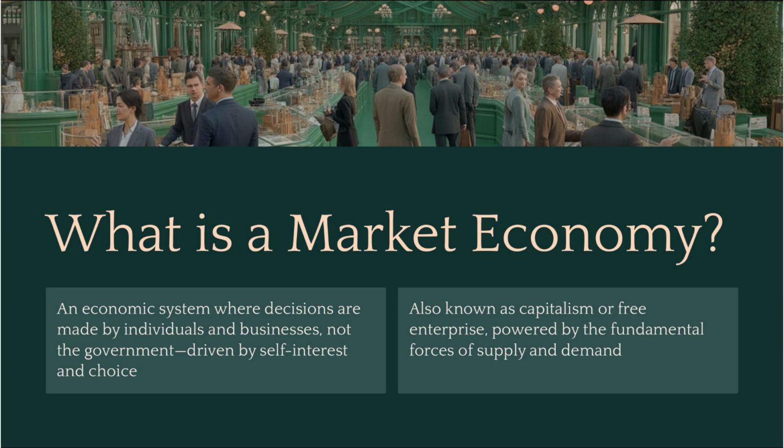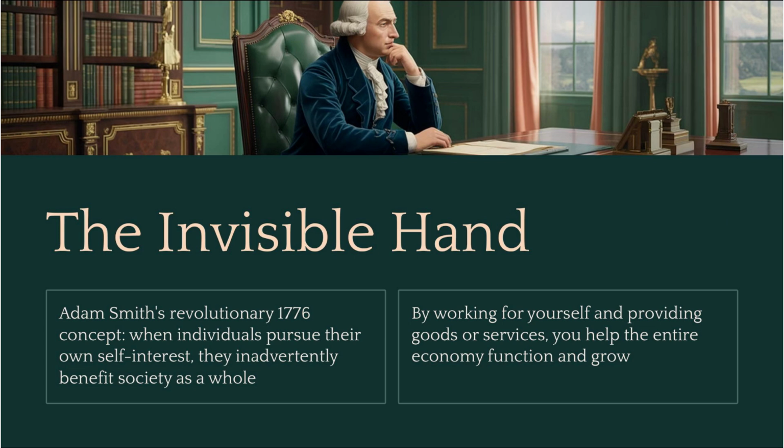In its purest form, it is an economic system where the tough decisions, what to produce, how much to charge, are made by individuals and businesses, not the government. This is often called capitalism or free enterprise. The engine here is self-interest and choice. Unlike a command economy, where a central authority dictates production, here, millions of people making small choices create a functioning system. It is powered by the fundamental forces of supply and demand. Think of it like a massive supercomputer made of human interactions, calculating the best outcome without anyone actually being in charge. Now, how does a system with no boss actually work?